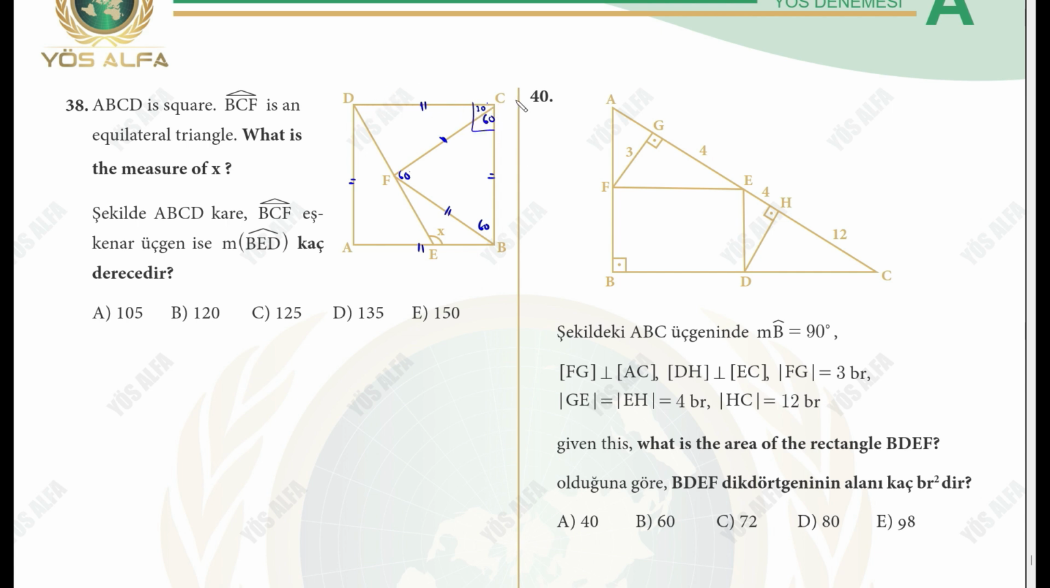And since DC and FC are equal, we have this angle 75 and that angle 75 over here. So if this is 60 and that's 30, and this is 135, so this angle is 45. 30 plus 45 is 75, so x is 105.